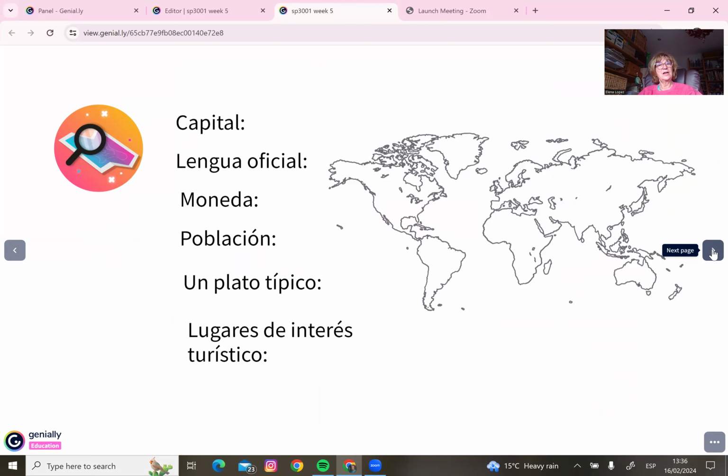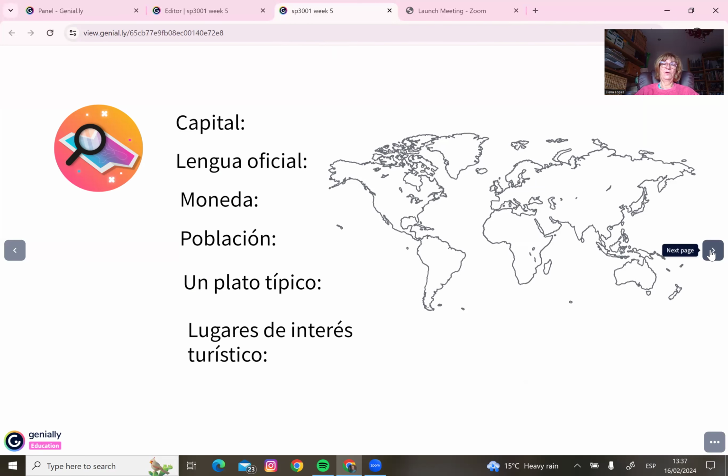You have to think of a country or even your own country, because we have seen in the class there is a lot of diversity in the class. So we have to tell a state, la capital. There is no need to make a complete sentence. So, capital, Madrid. Lengua oficial, por ejemplo, español. Or maybe there are two languages. Moneda, euro. Población, number of people that live in the country. Un plato típico, so a typical dish. Y lugares de interés turístico.